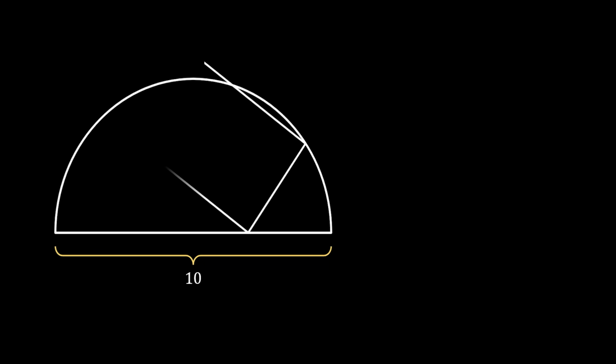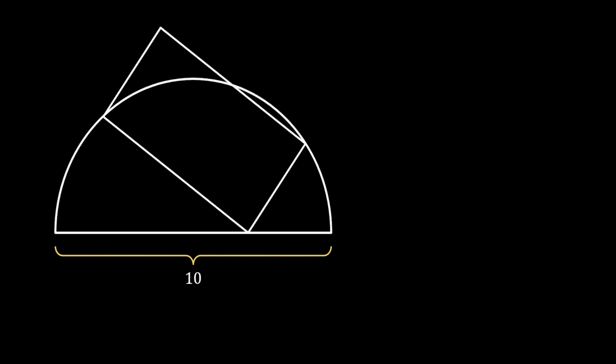We will start our problem with a semicircle which has the diameter of 10. Now we're going to use this semicircle to construct a rectangle in such a way so that two opposite corners of the rectangle are touching the arc and the third corner is touching the diameter of our semicircle, as you can see on the sketch.